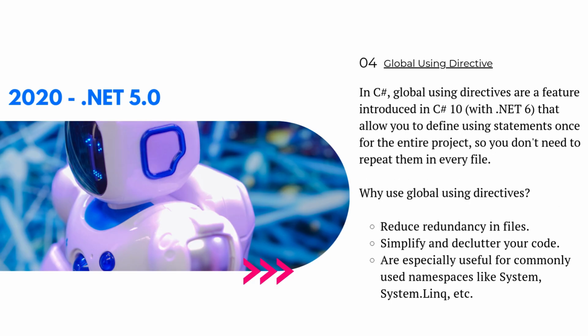In C#, global using directives are a feature introduced in C# 10, with .NET 6, that allow you to define using statements once for the entire project, so you don't need to repeat them in every file. Why use global using directives? Reduce redundancy in files, simplify and declutter your code, are especially useful for commonly used namespaces like System, Linq, etc.